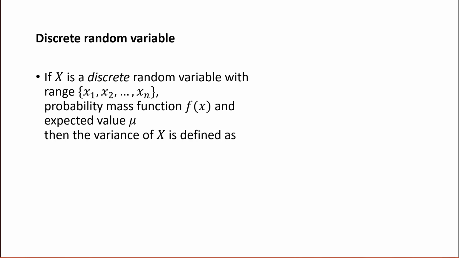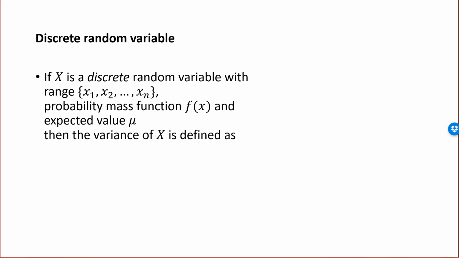So x is a discrete random variable. It has a range consisting of n possible values. So it can take these values x1 through xn, for example 1 through 6. It has a given probability mass function f of x. That means that we know the probability that it will take each of these possible values. It has an expected value mu.